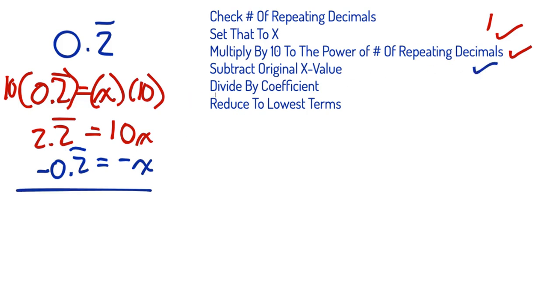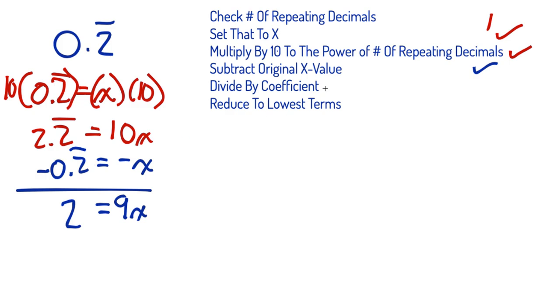Check off that. Divide by the coefficient. Well, what do I mean by that? Well, I have 10x minus x. That's going to be 9x on the right-hand side. The cool thing on the left-hand side, guess what? These repeating decimals cancel out. Yay! So that's just 2 on the left-hand side.